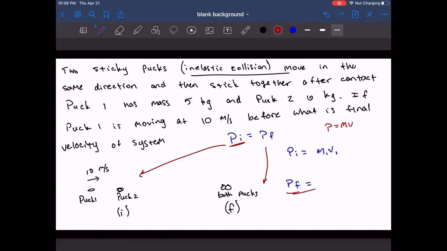What's the mass here for the final situation? What is M? What's the mass of both the pucks? Because it's one object. That's really important here. So it's M total, but let's be very explicit here, M1 plus M2. And then the final velocity of this thing, which is both pucks put together.